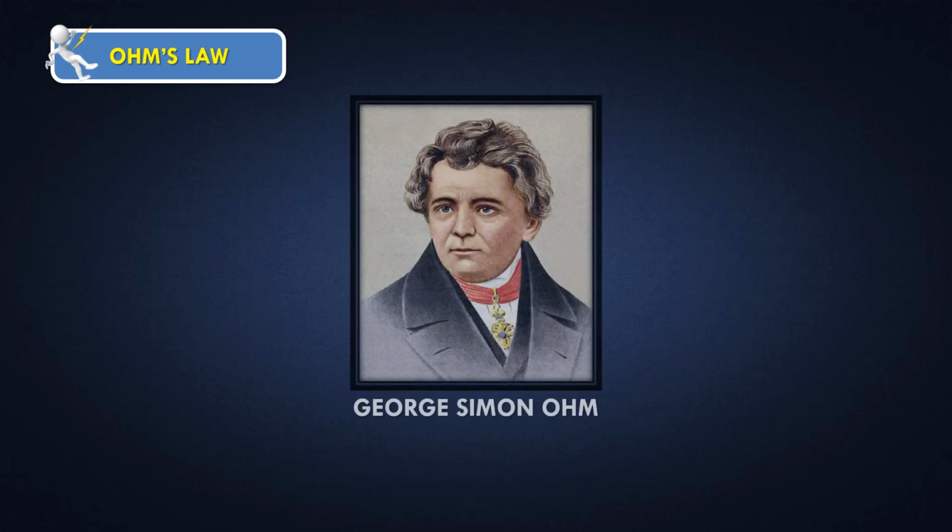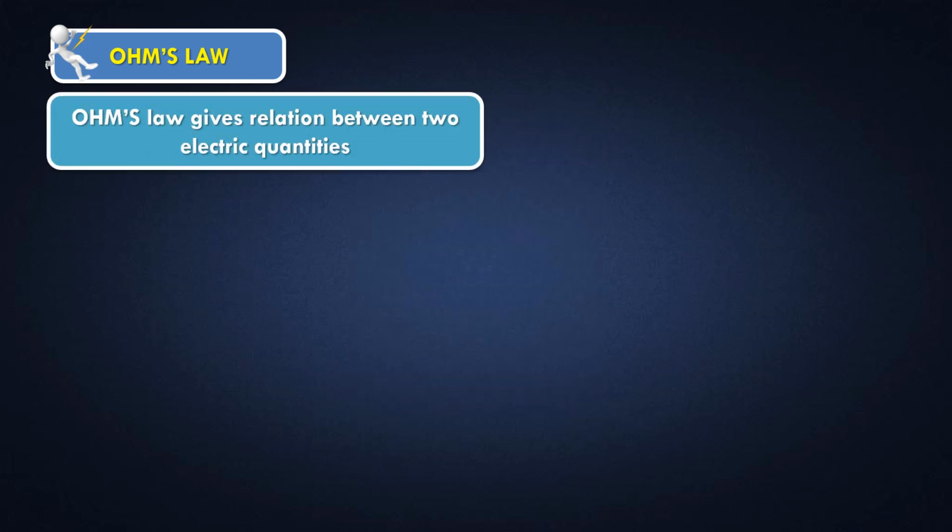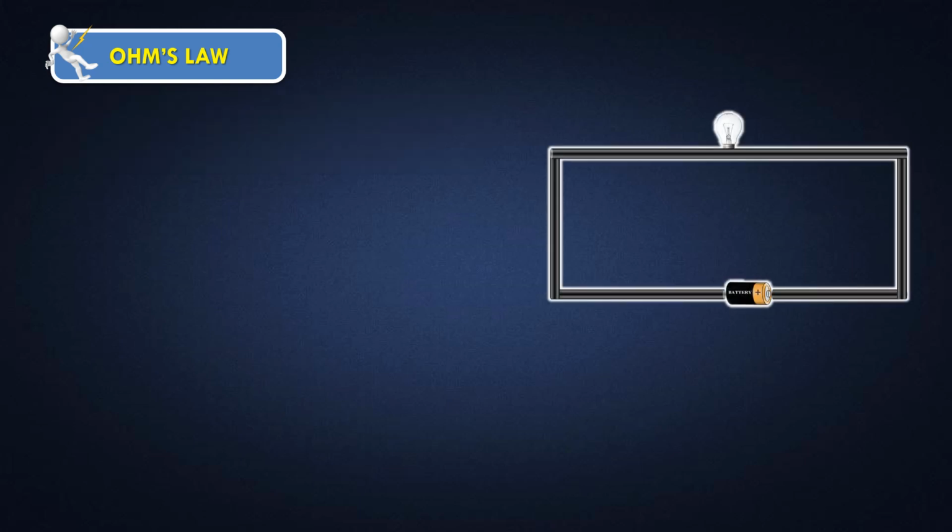Ohm's Law, George Simon Ohm. Ohm's law gives the relation between two electric quantities. A cell is connected, with its positive and negative terminals, and one battery is connected with the potential difference V.